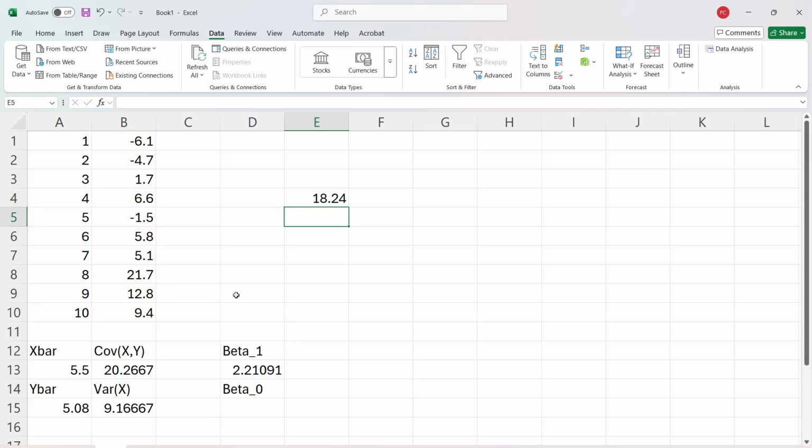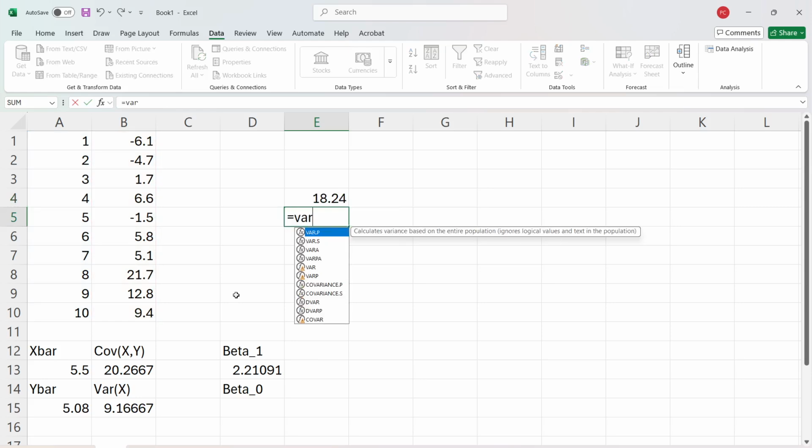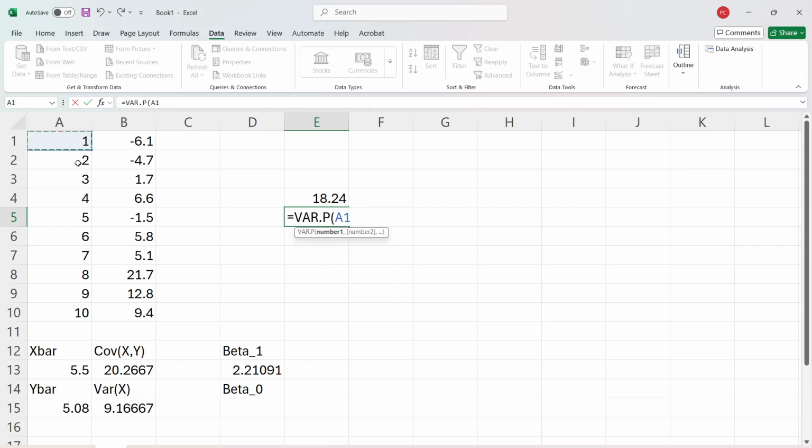Sure enough, I do. And then if I say, what about variance p of x? Will I get that other number that we were just looking at, 8 something? Close those parentheses. Yep, 8.25. But if I come over here and say is equal to the covariance divided by the variance, so this is just the formula for beta 1, I should get 2.21091.